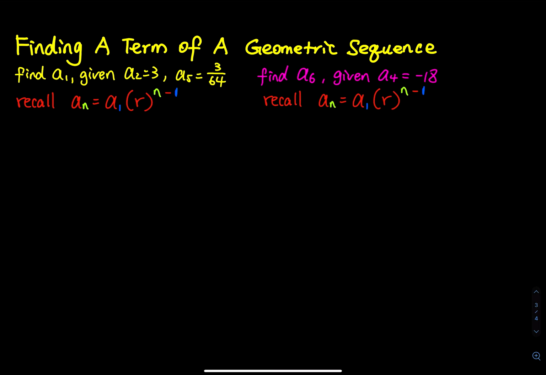Finding a term of a geometric sequence. So we have three problems to solve in this video. The first one, in yellow, I want you to find the first term given the second term and the fifth term. The first formula to recall is the nth term of a geometric sequence, in red.